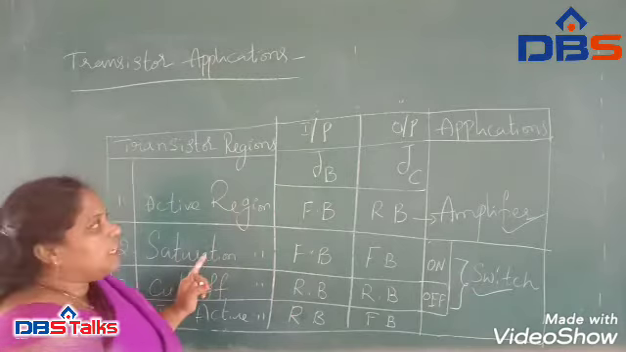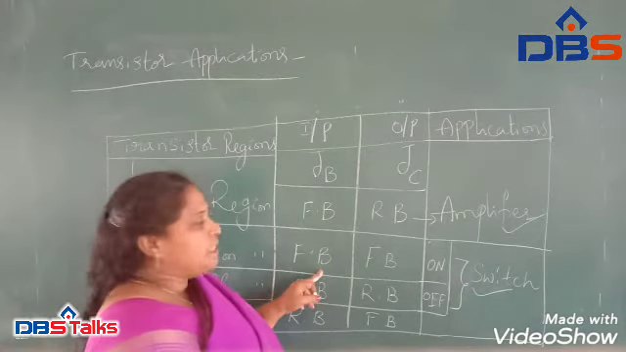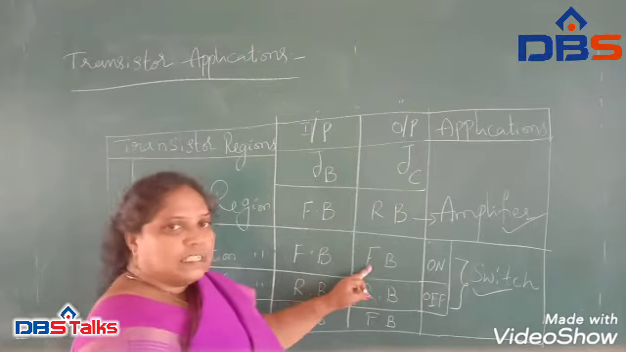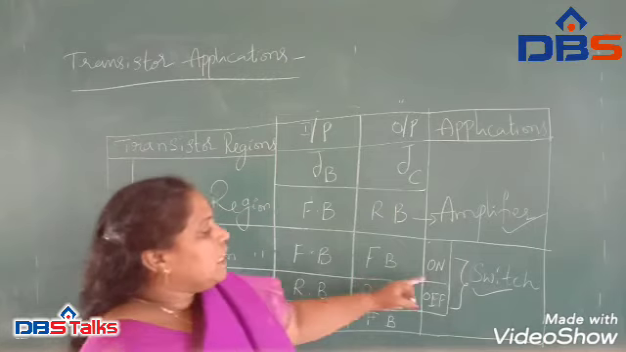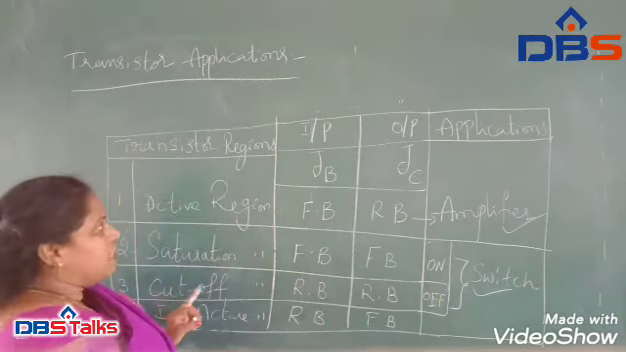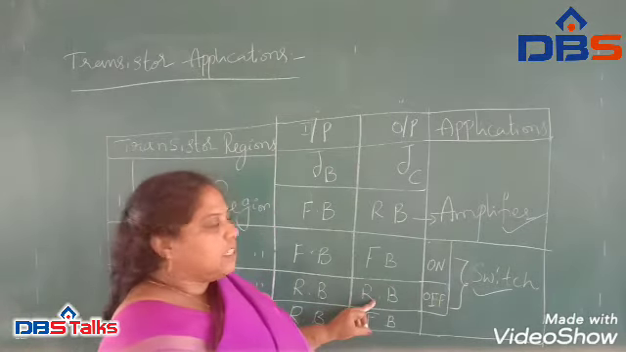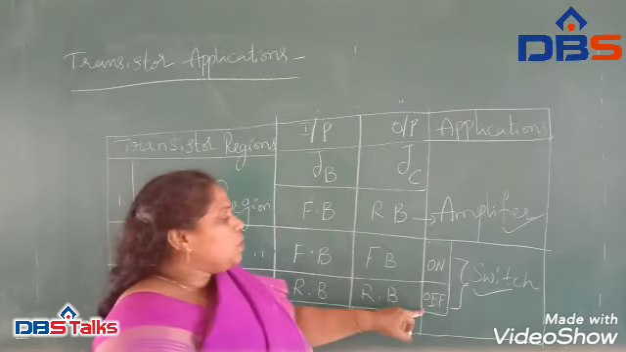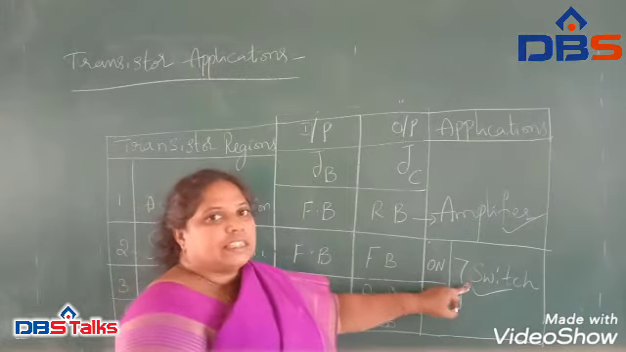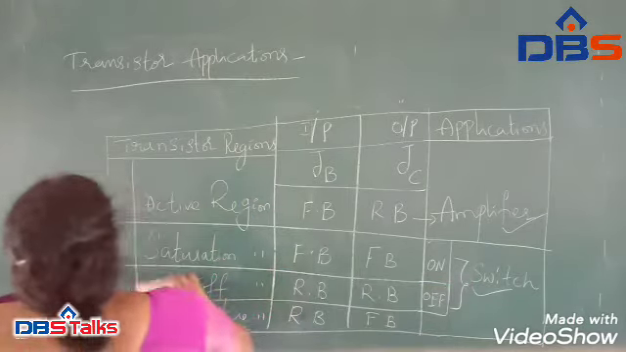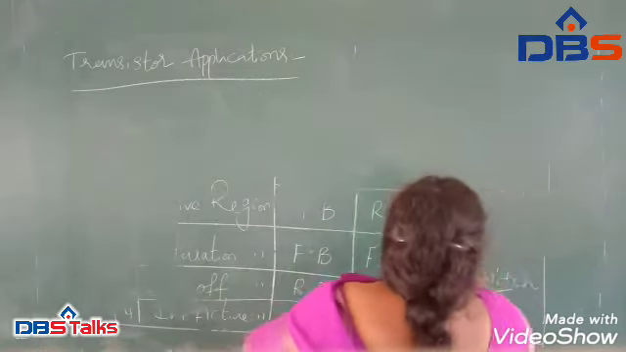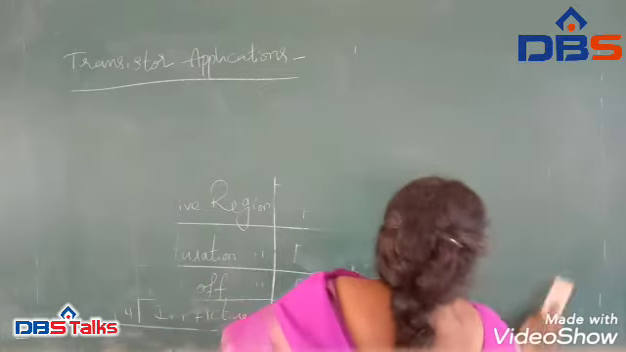Whereas in the saturation region, the input junction is forward biased and the output junction is also forward biased. Both junctions are forward biased, so the device is in the on state. In the cutoff region, both junctions are reverse biased, that is the off state. So we can consider these two states as on state and off state, and the transistor will act as a switch. So we have to take transistor applications. One is the transistor as an amplification transistor.